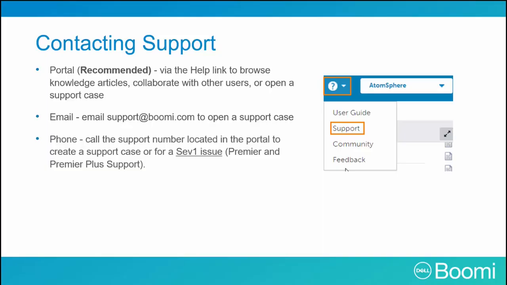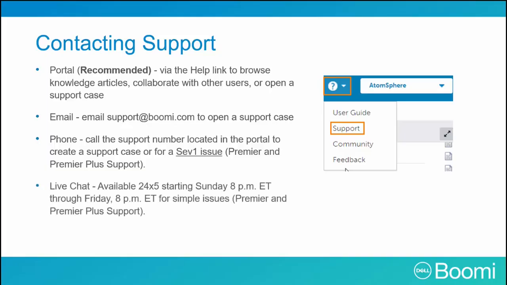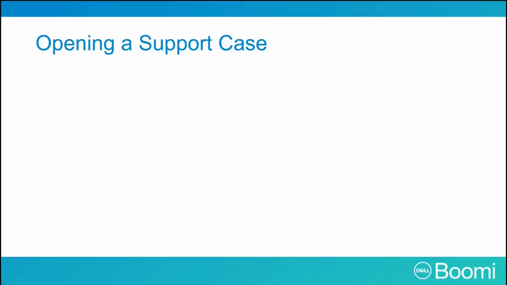Phone support is also available by calling the support number in the portal to create a support case for a SEV1 issue. This is only for Premier and Premier Plus support and is available 24/7. Live chat is also available from Sunday 8 p.m. through Friday 8 p.m. Eastern Time for simple issues. This option is only available for Premier and Premier Plus support. Let's examine how to open a support case using the preferred method.